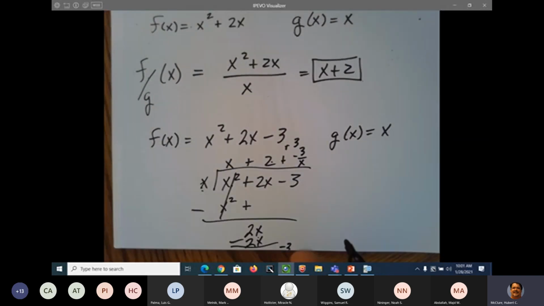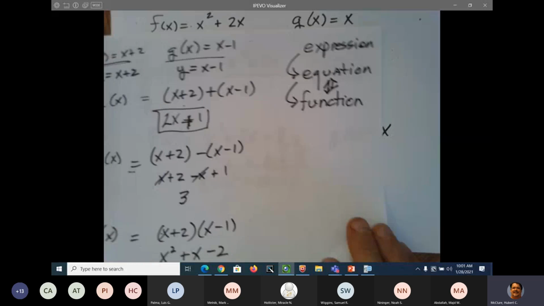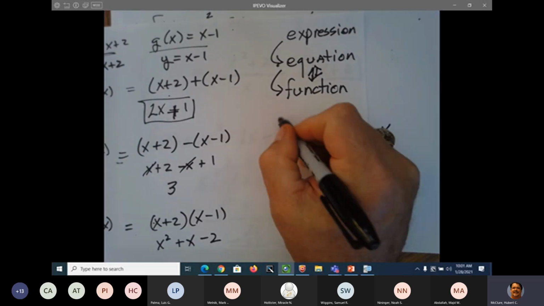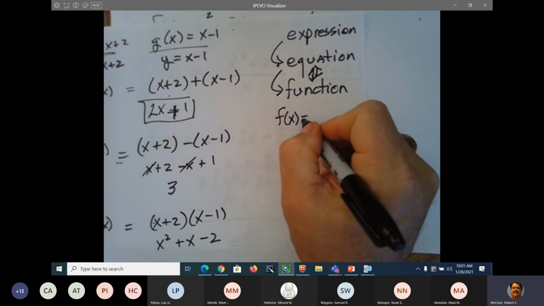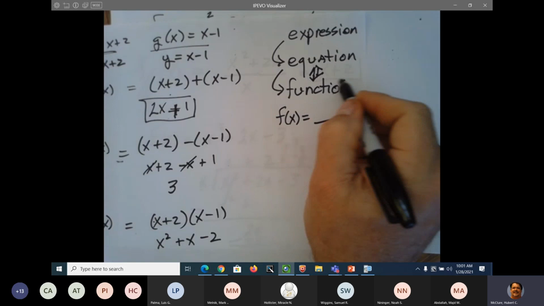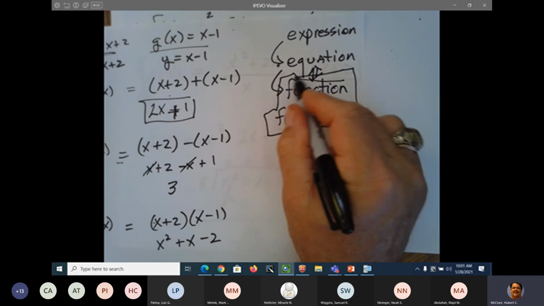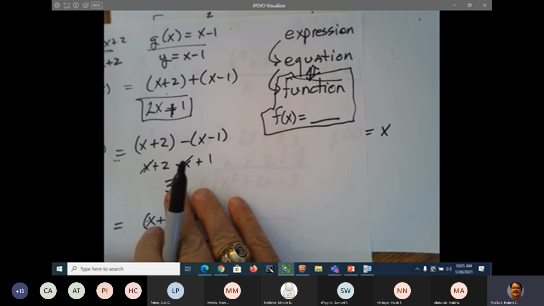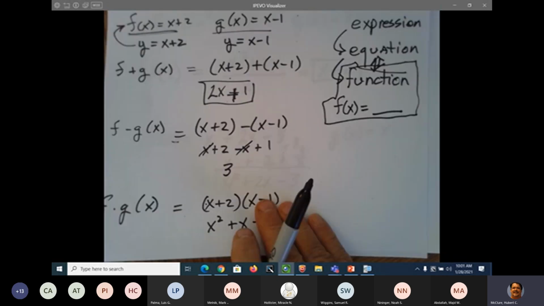And basically, a function is written f of x is equal to some different equation, just like you did back with the y's. Okay, so there is no difference between an equation and a function other than y is taken out and replaced with f of x.